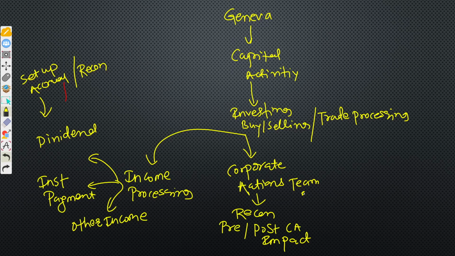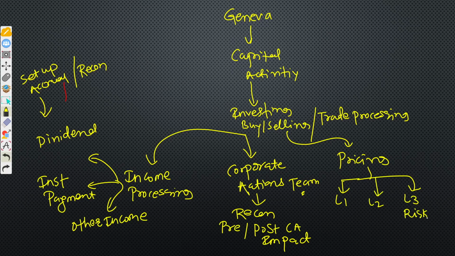Apart from that, you would see other tasks like pricing of securities. Basically, we have different levels: level 1 securities, level 2 securities, and level 3. Level 3 means risky securities. That doesn't mean there won't be any risk involved in L1, but basically those would be listed securities, listed on a reputed stock exchange.